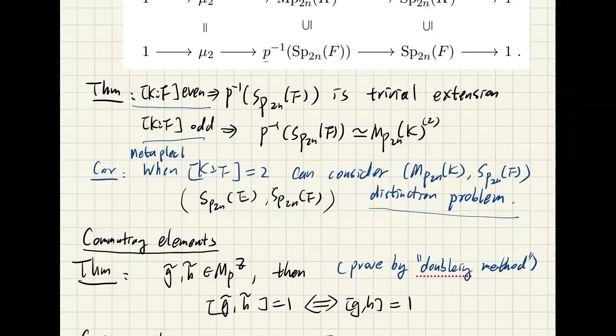Metaplectic case. I think this is the property. My question is this. It's probably a valid PhD thesis question.